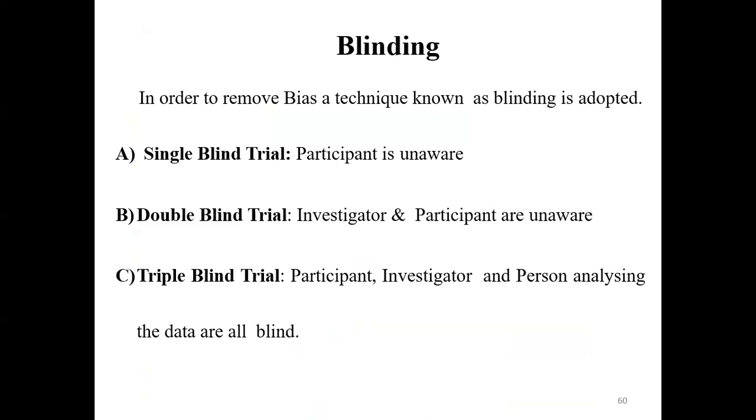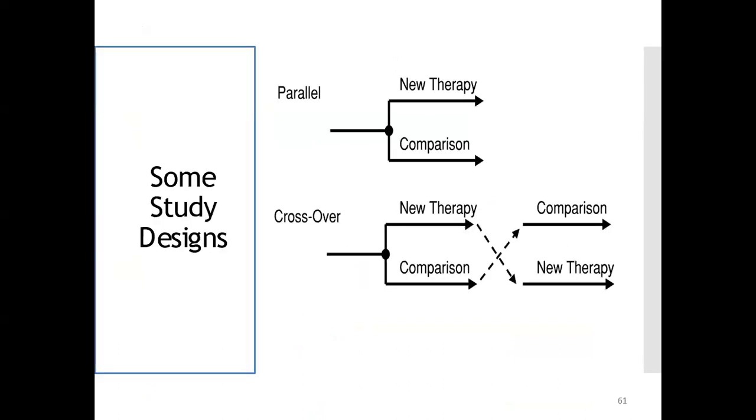Blinding, in order to remove the bias, blinding is done, which can be of three types: single, double, and triple blind trial. In single blind trial, the participants are unaware of the group. In double blind trial, investigator and participants are unaware. And in triple blind trial, participant, investigator, and person analyzing the data are all blind.